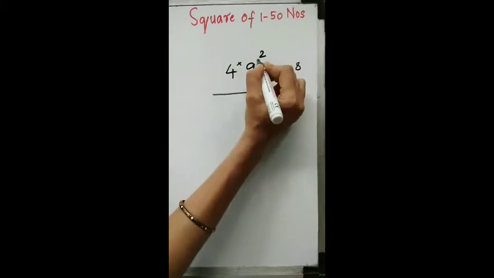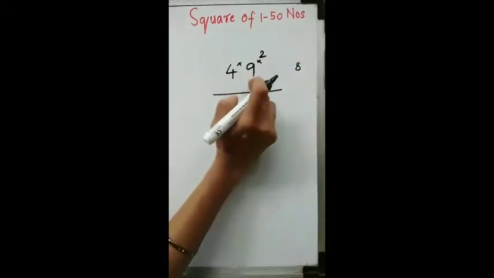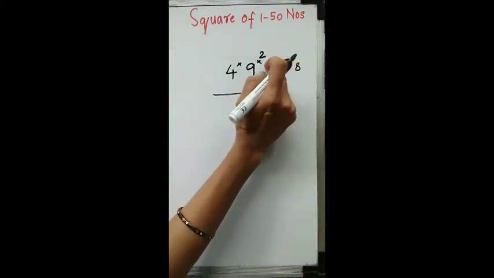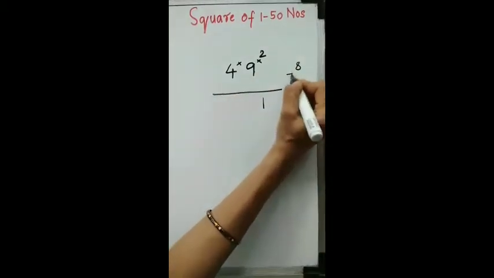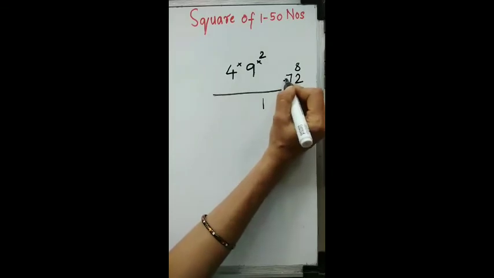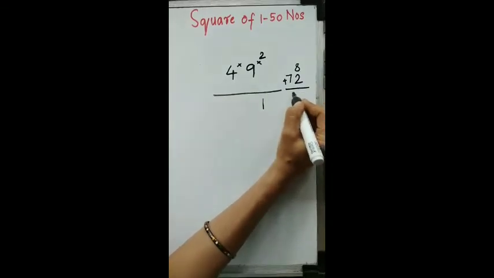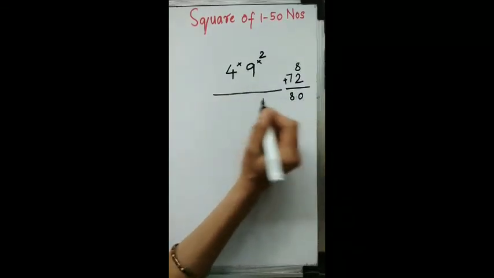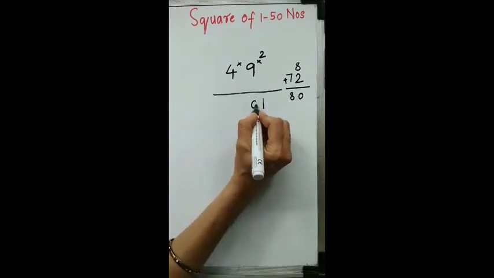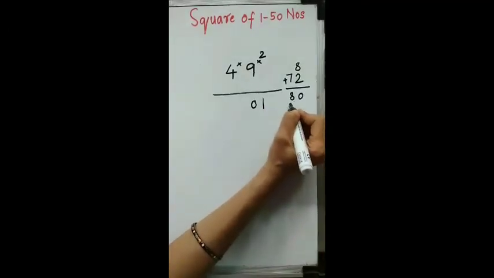I will multiply this. 9 4s are 36. 36 2s are 72. Right? And 72 I am going to add in this carried number, so it becomes 80, right? So I will put this 0 over here. I will carry this 8.